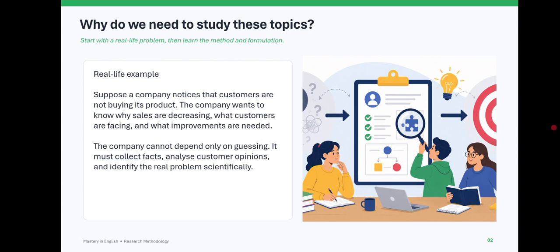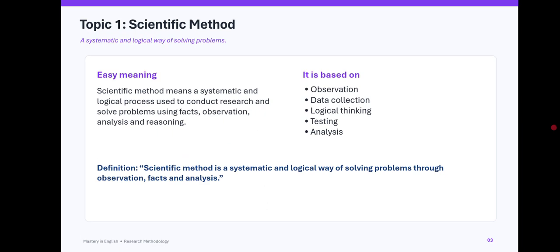In addition to that, they improve accuracy in the research and they also reduce the confusion and mistakes because in the research they follow the proper steps. They help the researchers to identify the real problem. Moreover, they are very important for exams, interviews, viva and research work. So now let's understand the first topic.